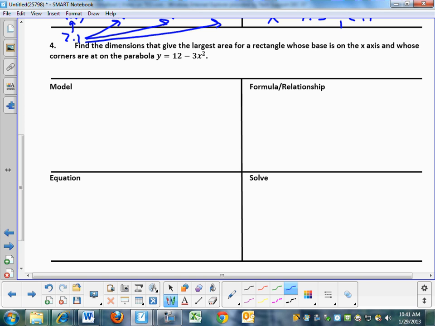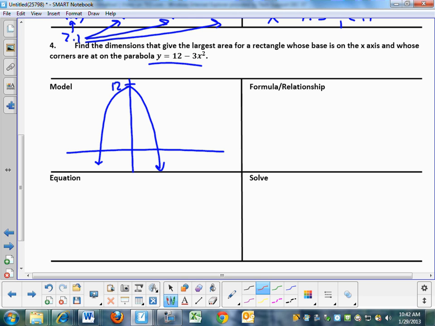Find the dimensions that give the largest area for a rectangle whose base is on the x-axis and whose corners are at the top of the parabola 12 minus 3x squared. What does 12 minus 3x squared look like as a parabola? Okay, upside down. It's shifted up 12 units. Comes down like that. The question is, what are the dimensions of the rectangle that I can inscribe inside that has the largest area?